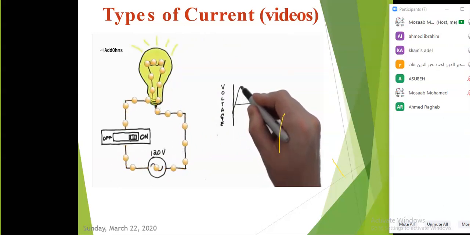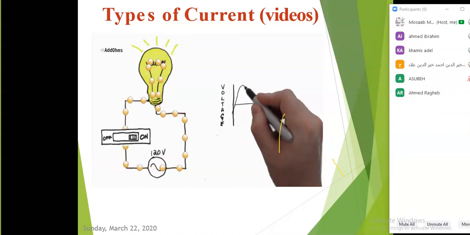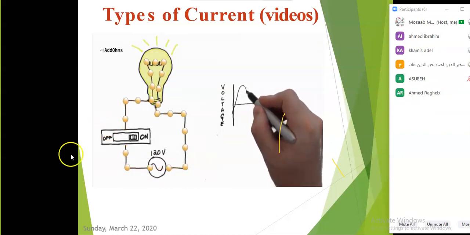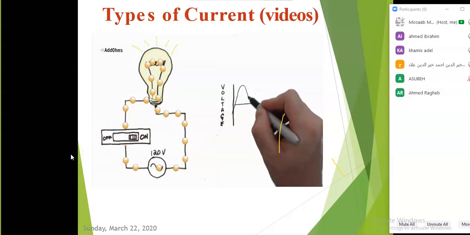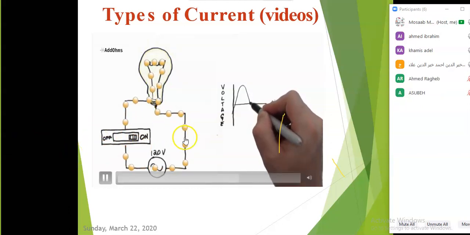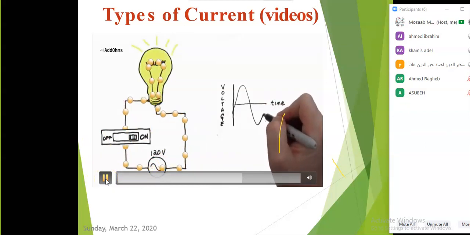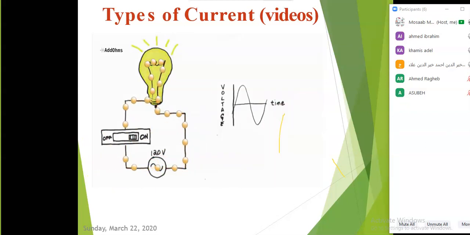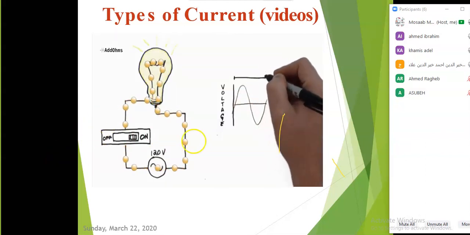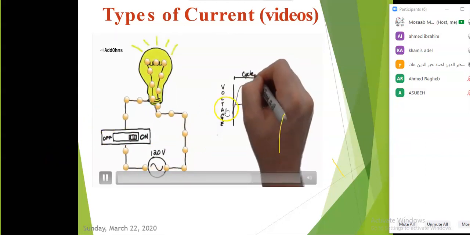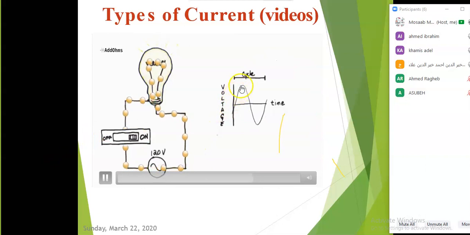Let's break down what we're seeing by using the voltage graph again. Notice how the current is flowing in one direction, and as voltage increases, the light bulb gets brighter. Once the voltage reaches its peak, current flow stays the same, but the voltage begins to drop, and the light bulb gets lower. Once we reach 0 volts, the voltage's polarity changes, causing current to flow in the opposite direction. And then as the voltage gets closer to its peak, the bulb gets brighter and then dims back down.